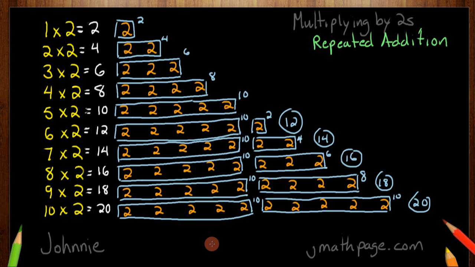How'd you do? You probably did fine. So I hope this way of looking at multiplication by 2's really helps you. Now remember, one way of thinking about multiplication is repeated addition. But it doesn't mean you have to go 2 plus 2 plus 2 plus 2 plus 2 plus 2. Sometimes you can use what you know already. If you know 5 2's is 10 already, use that to help you.